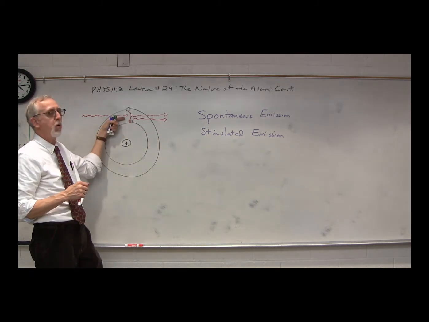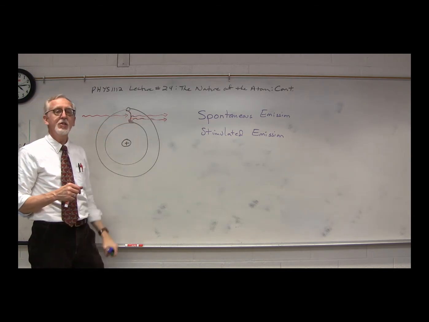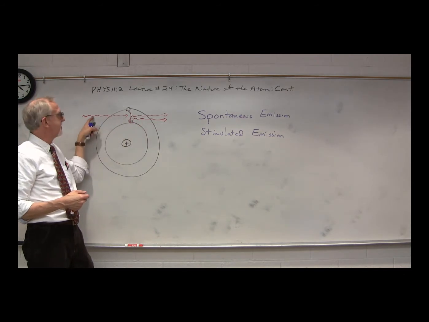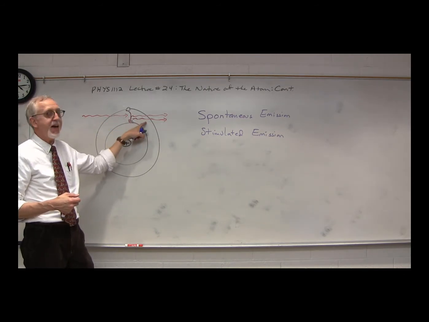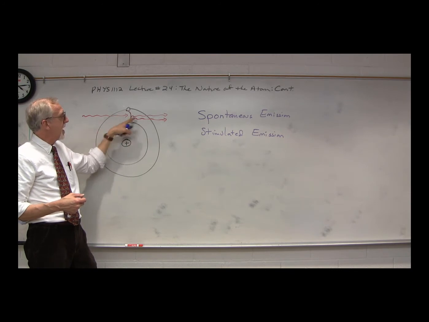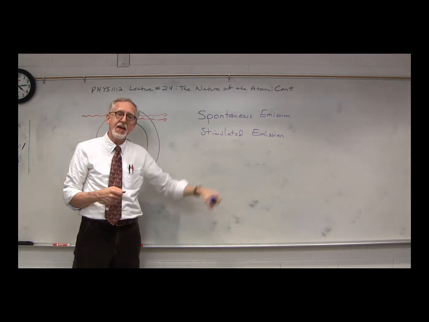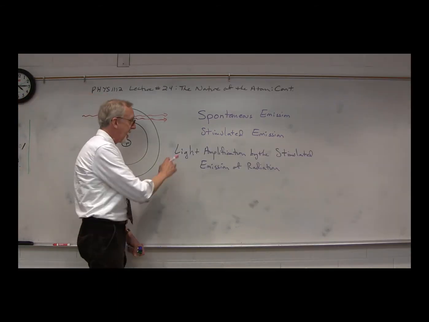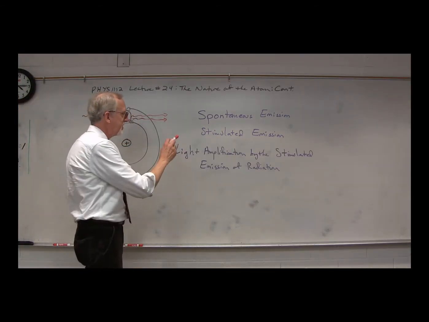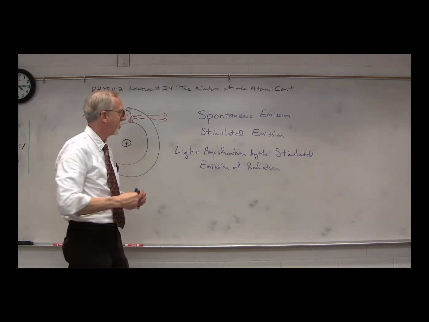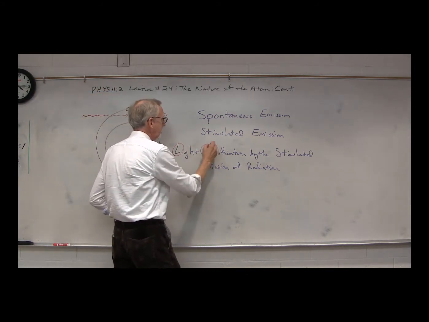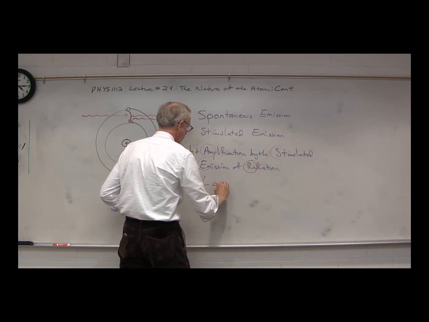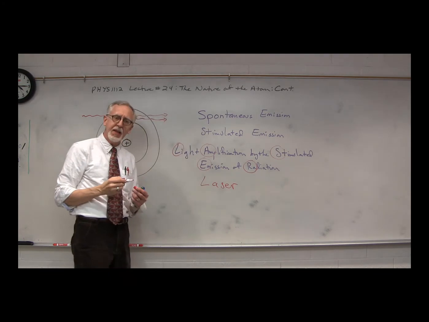By sending in one photon, we end up getting two photons out. What we've done is we've taken this incoming radiation and we've amplified it. So we've amplified it using stimulated emission. Well, what is that? Well, that is light amplification by the stimulated emission of radiation, which is a laser. So that's how a laser works.